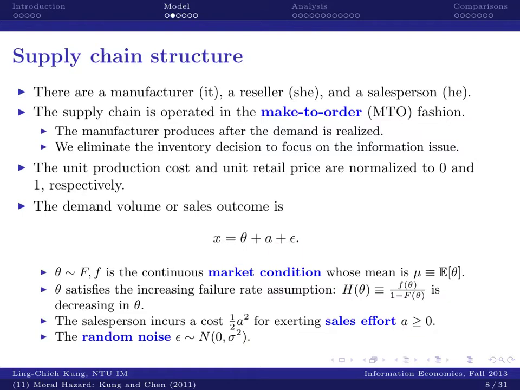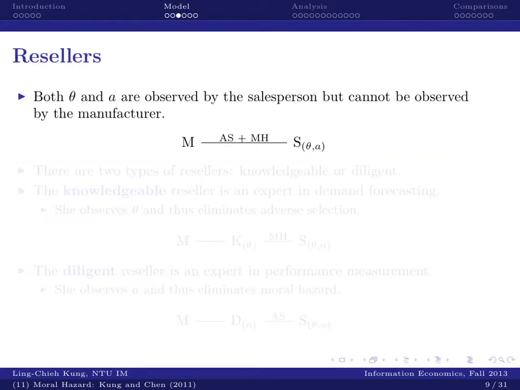The higher the effort, the higher the expectation of the outcome. But with the random noise, no one can be sure that a higher effort really gets a higher outcome. Both theta and A, the market condition and sales effort, are observed privately by the salesperson, but the manufacturer cannot see them. So that's why we say in the direct sales case, there's adverse selection and moral hazard. The salesperson privately observes these two pieces of asymmetric information.